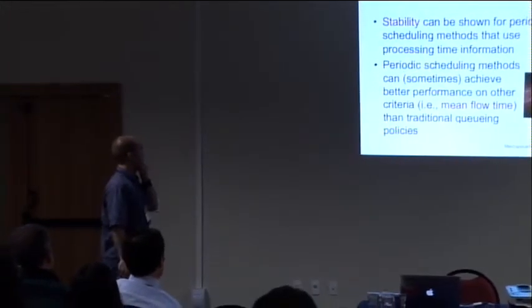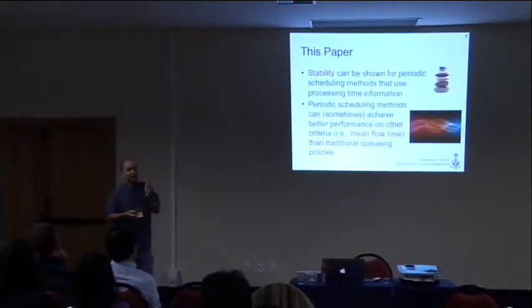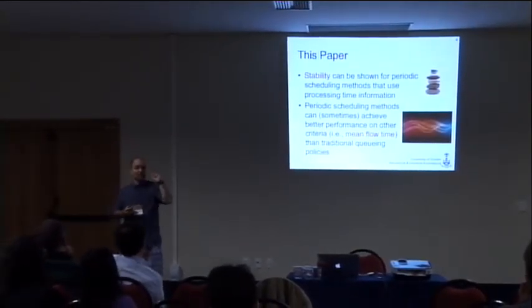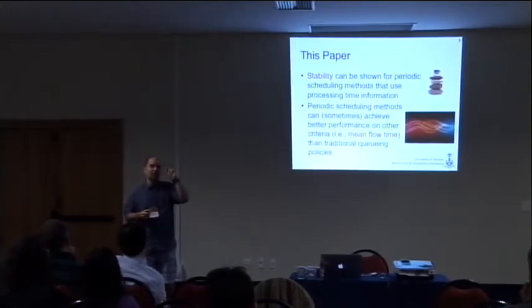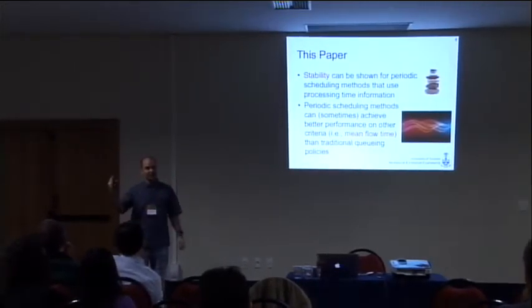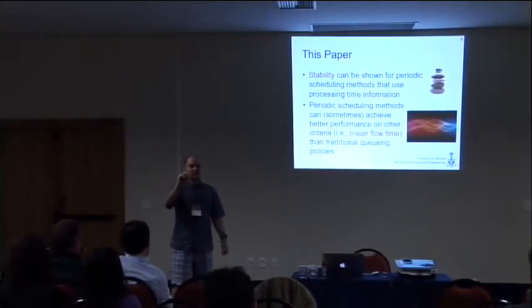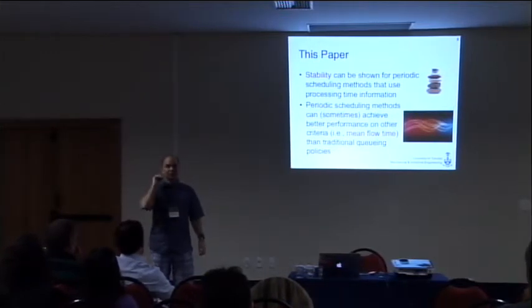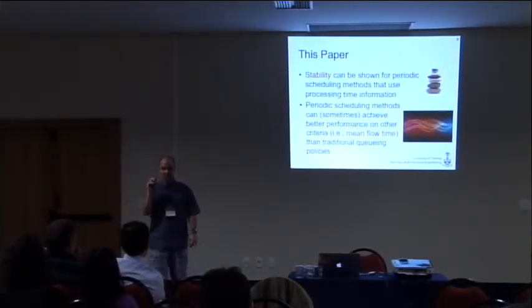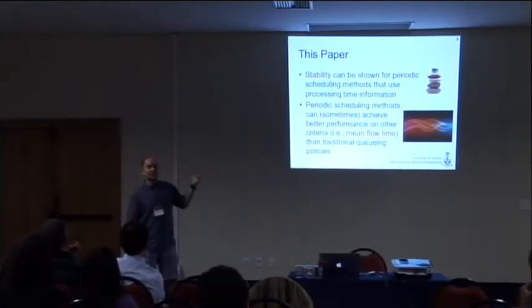So we're going to talk about stability and show that periodic scheduling methods that use processing time information can achieve it. Remember, often in queuing, the assumption is you do not have processing time information until the end of the activity. We're going to make the scheduling assumption that when a job arrives, it has been drawn from a distribution, but when it arrives, we actually do know its processing time, which is what we do in scheduling. And secondly, these same methods can sometimes achieve better performance on criteria that we're typically interested in scheduling, like mean flow time.